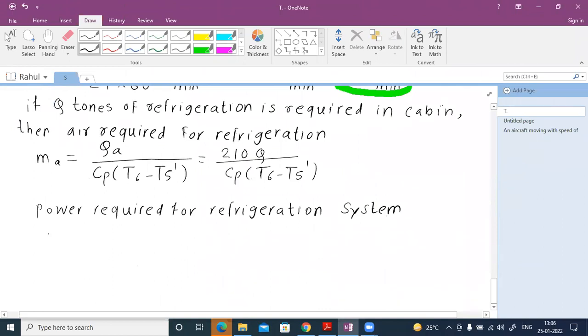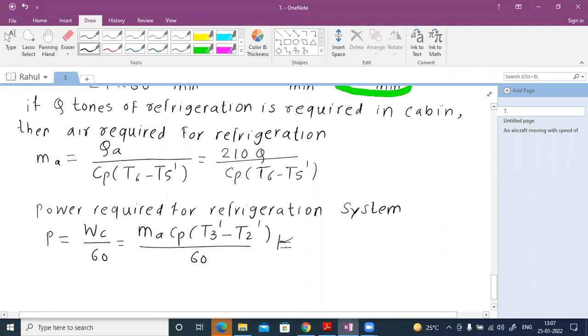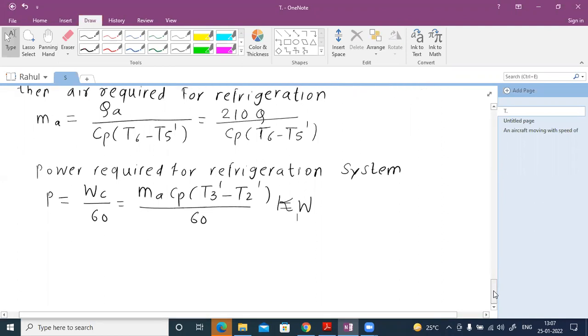So power is given by the work done by the compressor divided by 60. It is mass of the air into Cp into T3 dash minus T2 dash, divided by 60, because the above quantity will be in kilojoule per minute. So we need to divide by 60, and this will be in kilojoule per second, which is nothing but kilowatt. Is that okay?